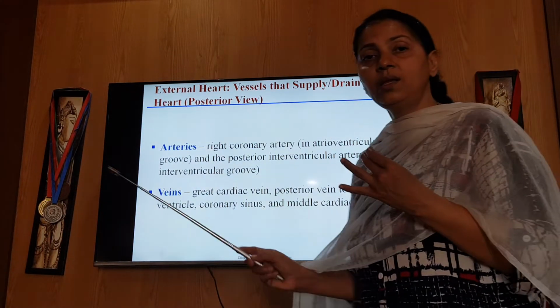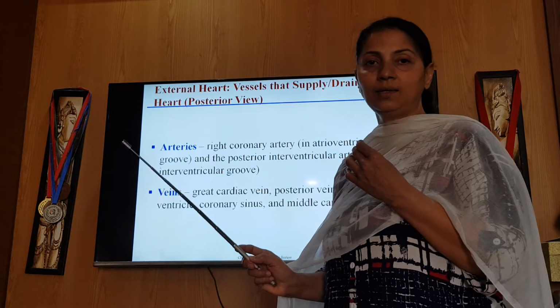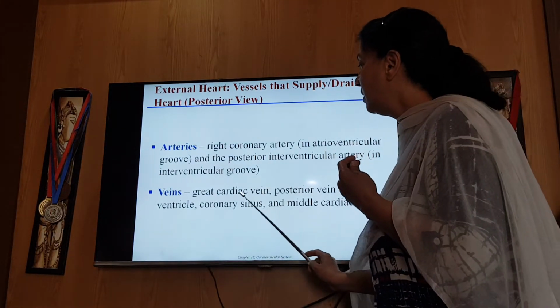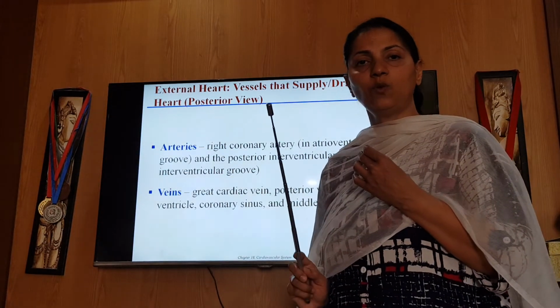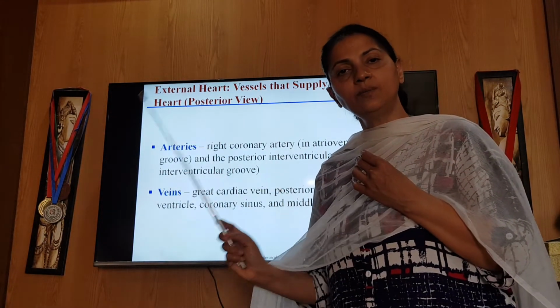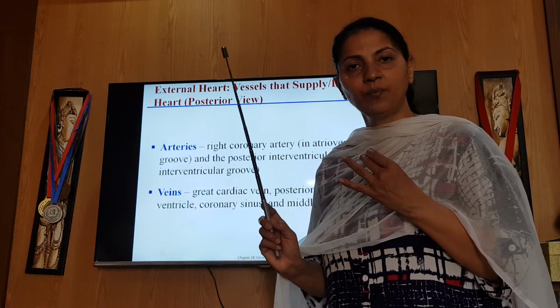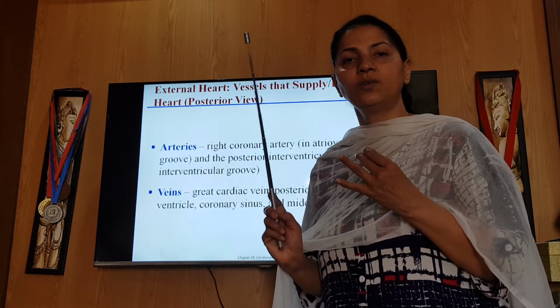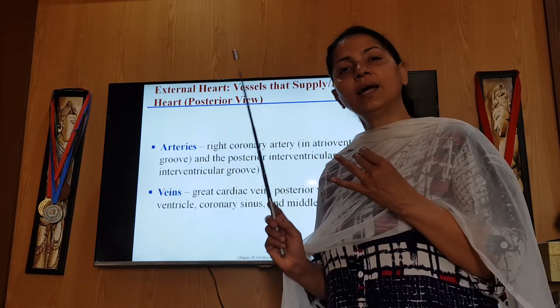And all these veins that we have read about, which are draining the heart, they are finally going to drain in this coronary sinus. And coronary sinus will open in the right atrium, just like superior vena cava, inferior vena cava, because all the deoxygenated blood of the body is going to be drained in the right atria.